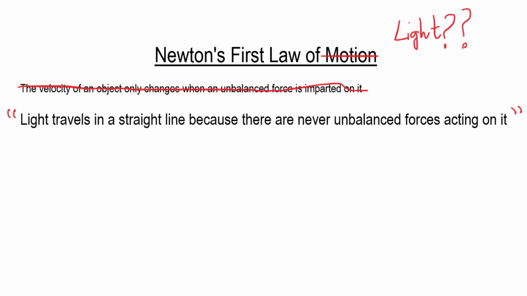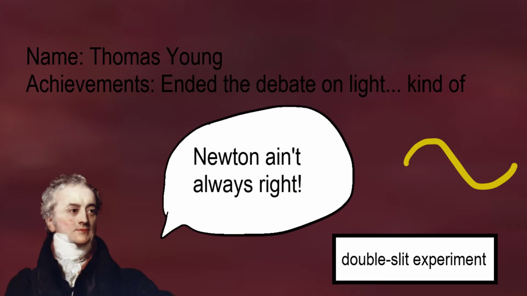Seriously, in his particle model, Newton said that light travels in straight lines because of his first law of motion, because there are no forces acting upon the light particles, the corpuscles. Both theories were basically on even ground, up until the 19th century.